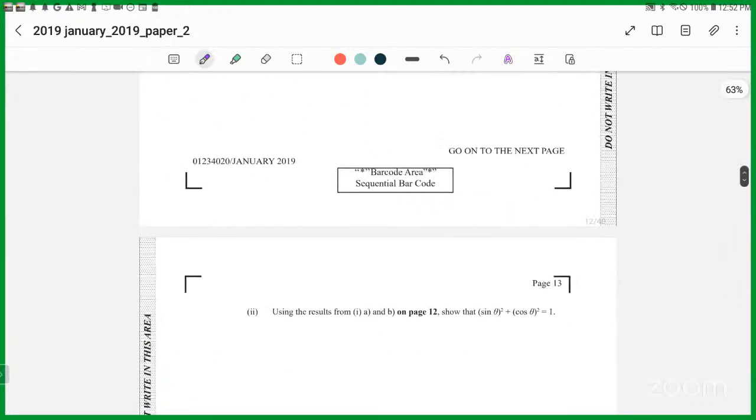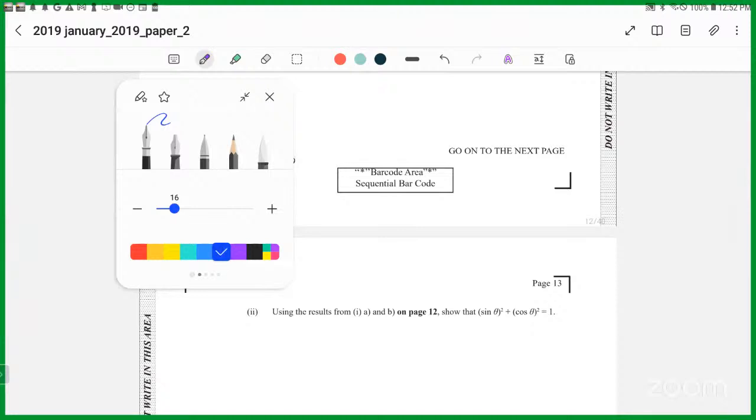Then the next part now says, using the results from A and B in part 1, show that this is true. Show that sine theta squared plus cos theta squared is equal to 1. All right? So let's remind us of what we have.